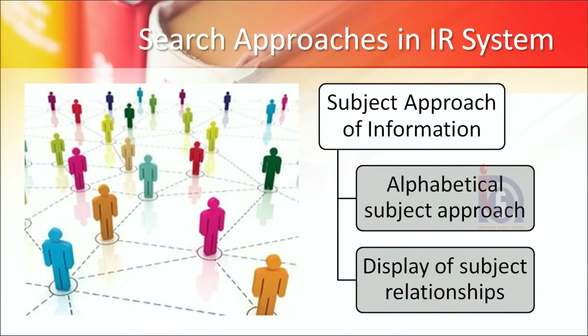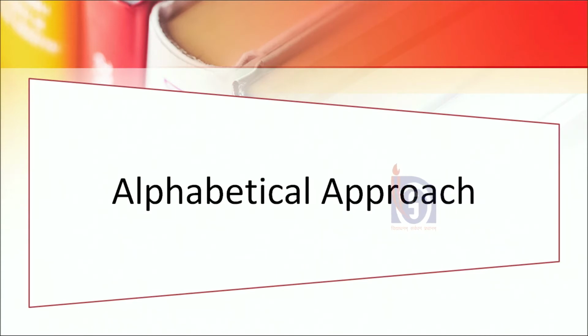There are various methods of providing information contained in documents using subject approach. Two chief methods of the same are alphabetical subject approach, and second one is the display of subject relationship. So, now we will discuss about the alphabetical approach. Here the items of information are first grouped under the subject and then arranged according to the alphabetical order so that specific subjects can be retrieved easily.